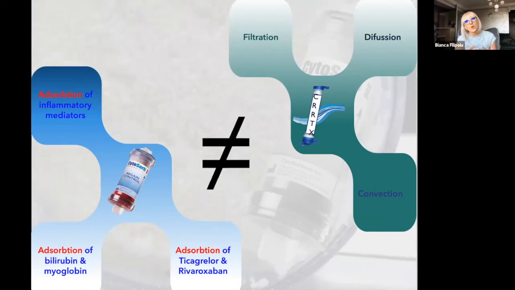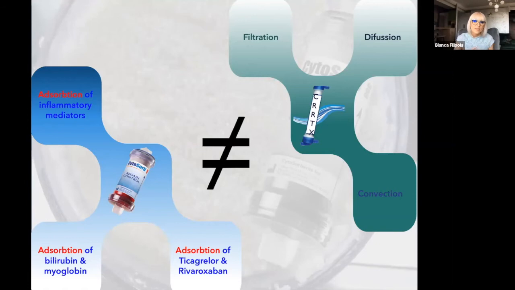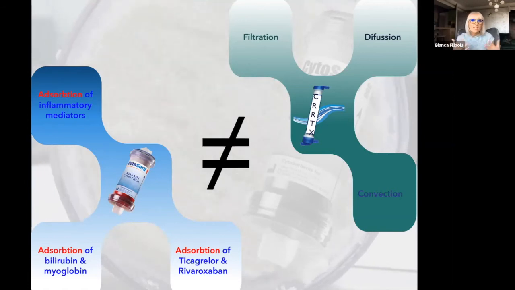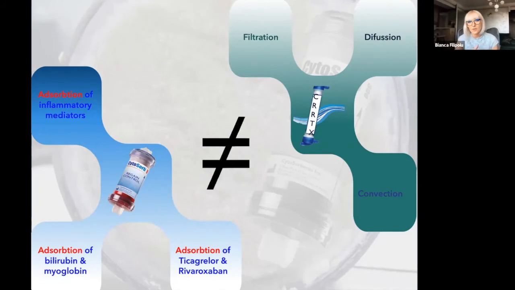Adsorption of cytokines, of inflammatory mediators, of bilirubin and myoglobin, but also adsorption of ticagrelor and rivaroxaban. If we have a patient, for example, who is under one of those treatments and has to go for an emergency surgery and the risk of bleeding is really, really high, we can use Cytosorb for reducing the risk of bleeding by removing those drugs from the blood.